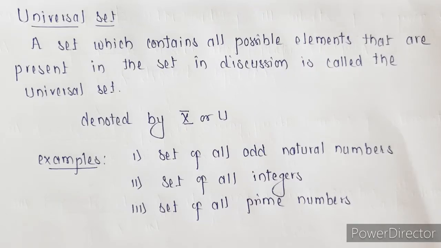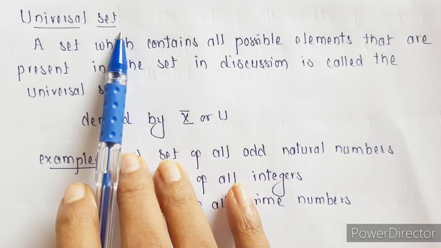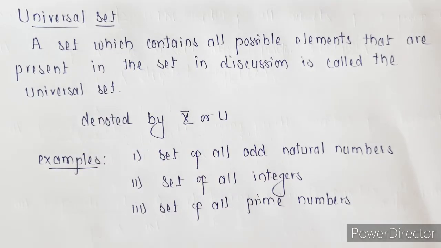We have discussed types of sets. Now let's move on to the next one, universal set. So universal set is a set which contains all possible elements that are present in the set.